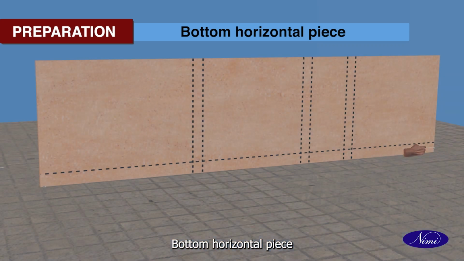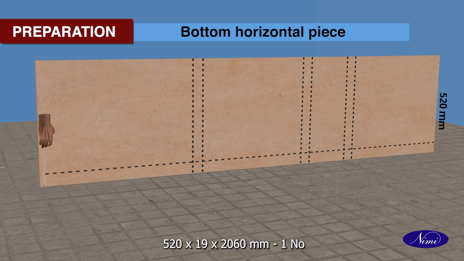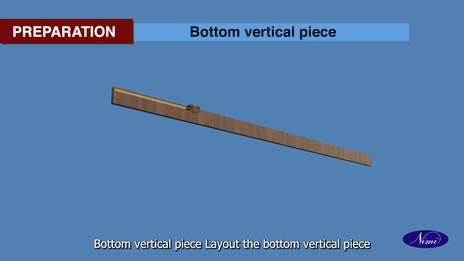Bottom horizontal piece. Lay out the bottom horizontal piece of a cabinet considering the sawing, edge planning, sunmaker bonding and edge bonding, tape bonding allowances. 520 into 19 into 2060 mm, 1 number.